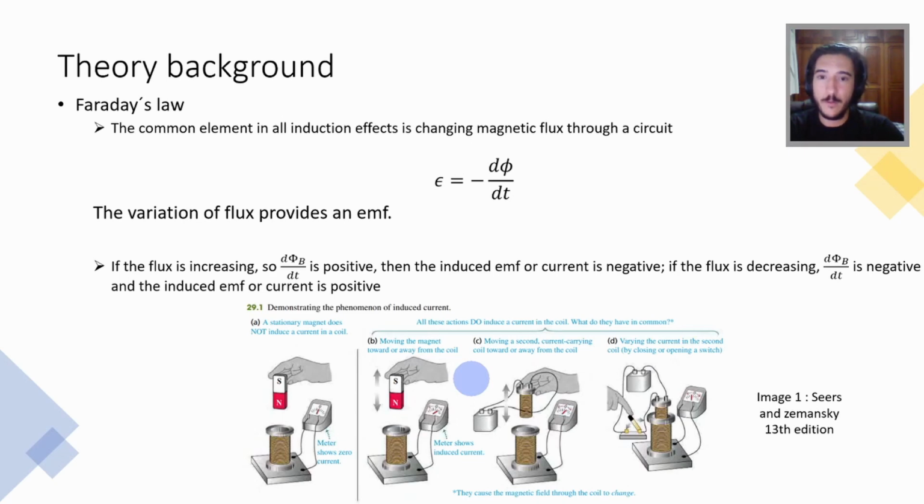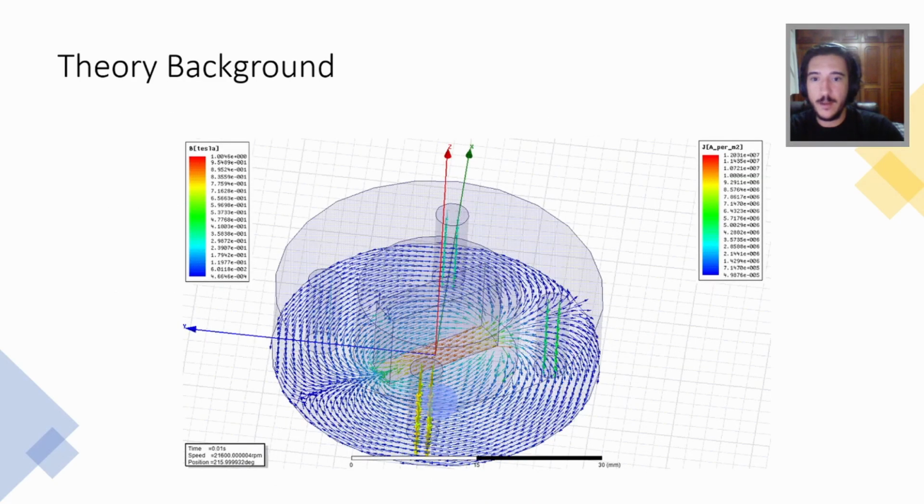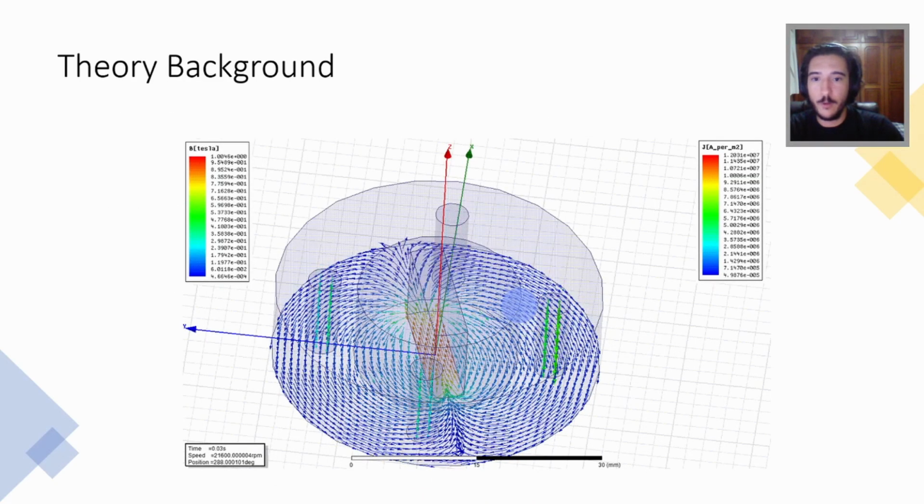So these different kind of ranges gives you different fluxes, and by doing so you have a variation of flux and then an EMF being induced and also a current being induced. And here in the experiment I did is just by doing so.